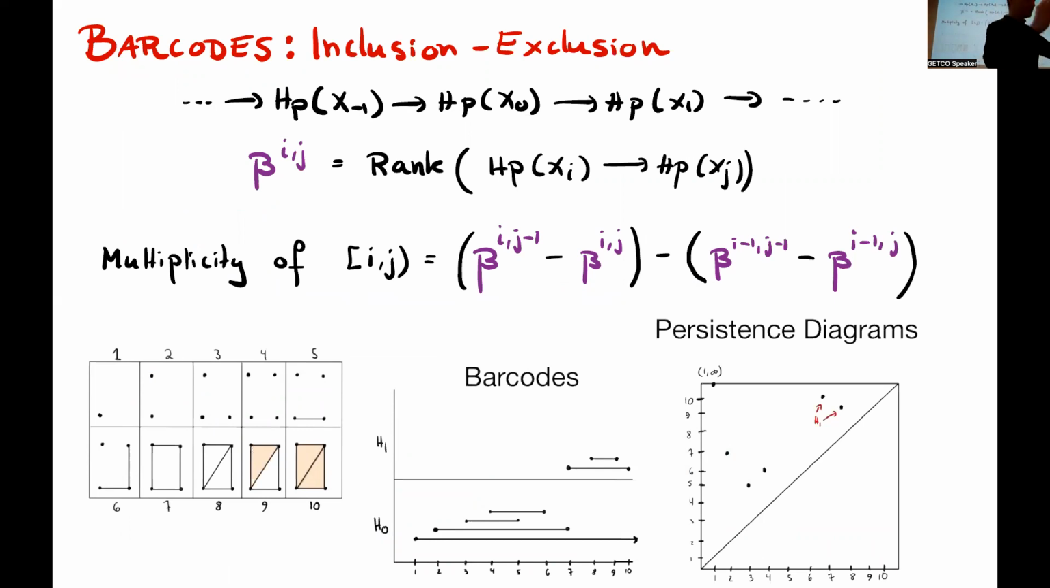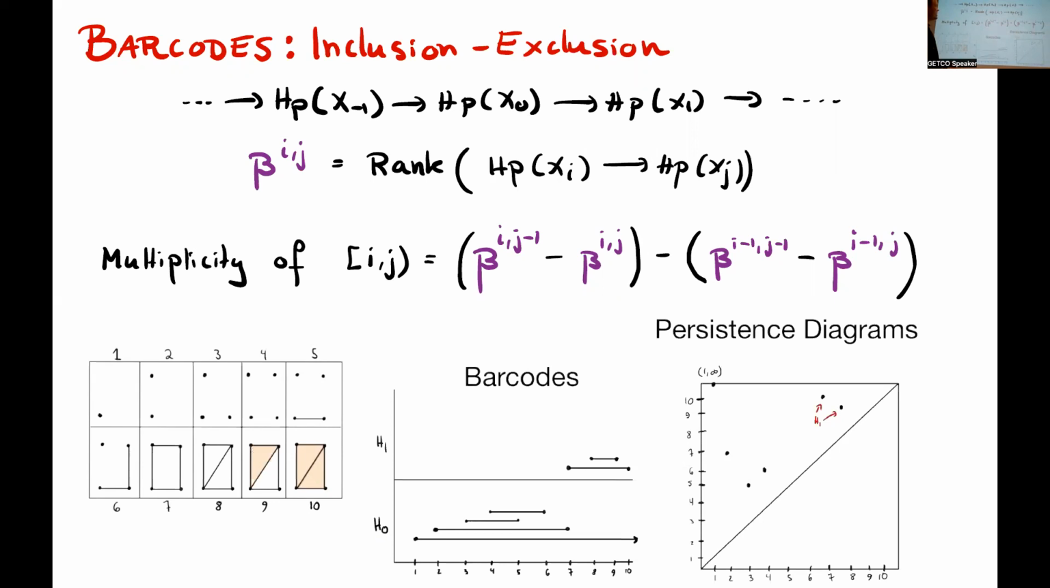Because now if you go to at least the earlier papers on persistent homology and you try to figure out how to compute this barcode, you know that there's this inclusion-exclusion formula. So how do I find the multiplicity of a given bar? Well, first I introduce this beta_ij, which is just the rank of the map between the vector spaces H_p(X_i) and H_p(X_j). Then first you take all the features that are alive at index i, that are alive at index j-1, but they die at j. So they die when you go from i to j.